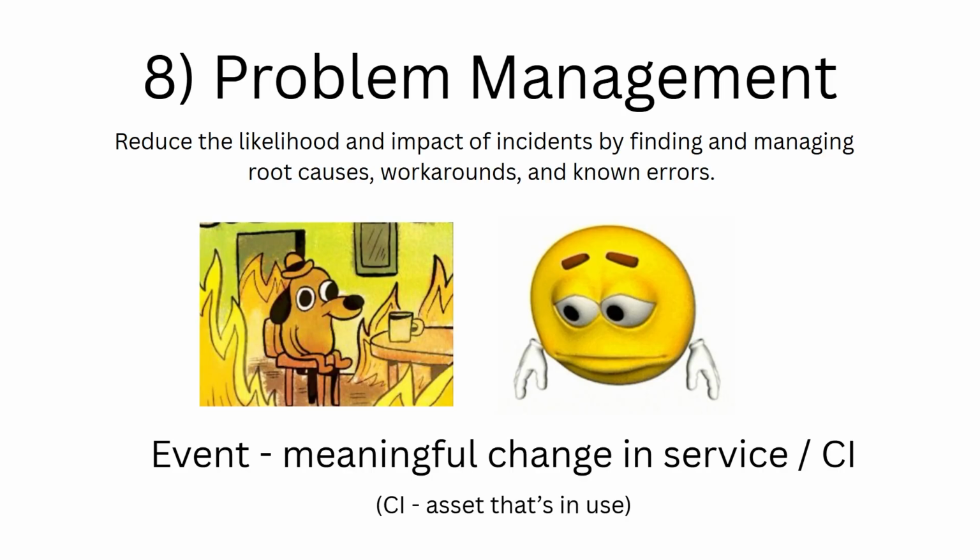Next is problem management. We try to reduce the likelihood and impact and make sure that the problems don't go unsolved. So there are two stages of problems. Basically, one is a problem. A problem is something that causes a disruption to your organization. And the second one is a known error. A known error is a problem that the organization knows exists, but is not yet resolved.